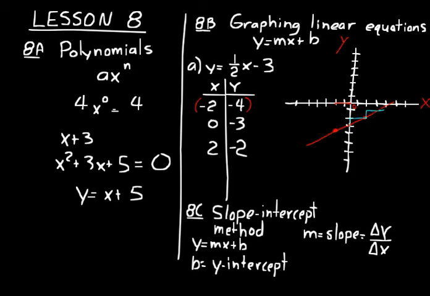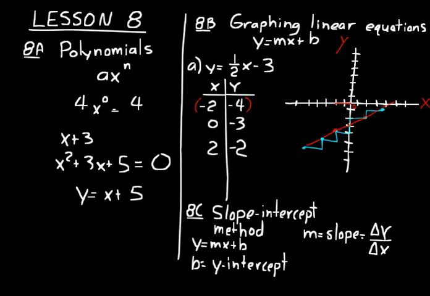We could go up 1 and to the right 2 again, and we would hit the line again. And you just keep doing that over and over. Now it could also be -1 over -2, because that also equals 1/2. So from the y-intercept we could go down 1 and over 2, down 1 and over 2. And see, you hit the line again. Down 1 and over 2.